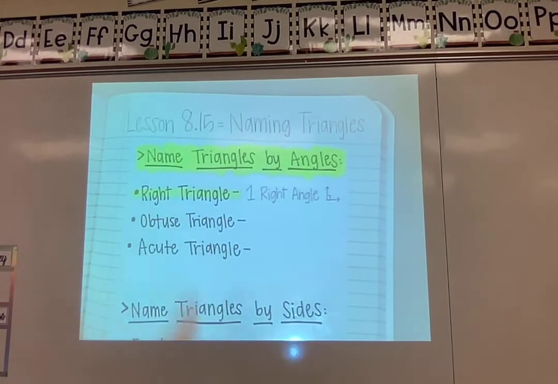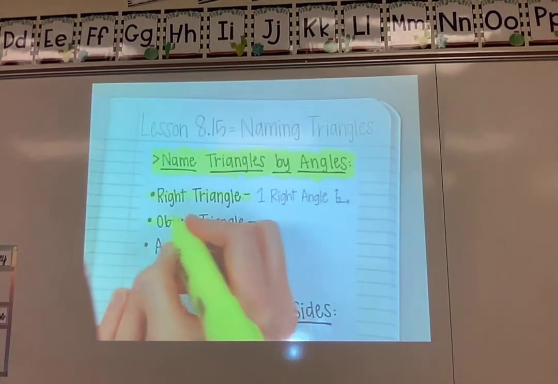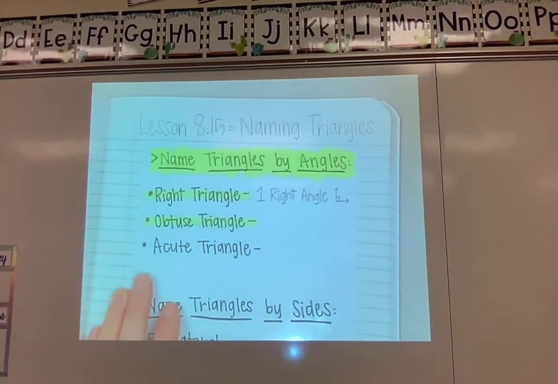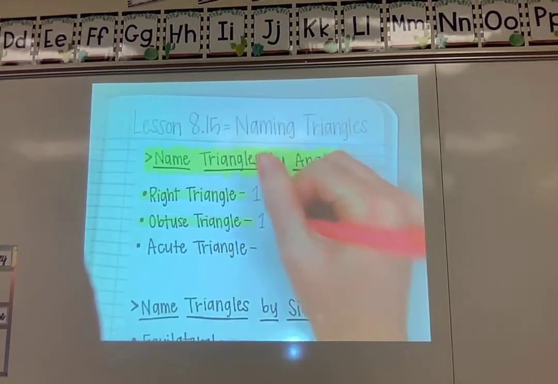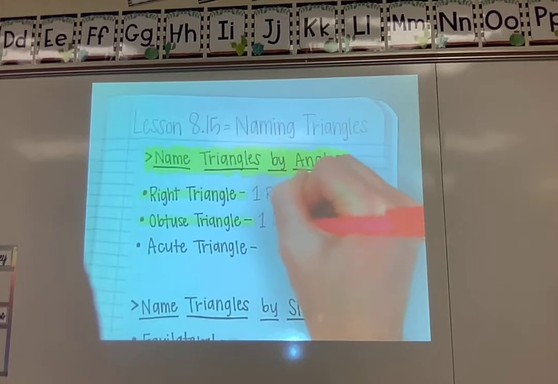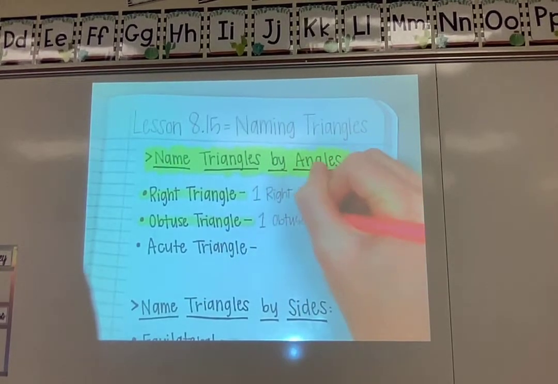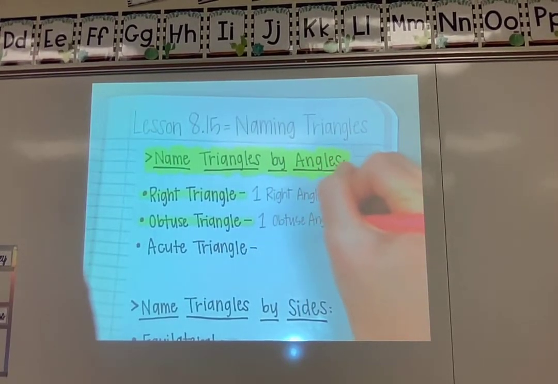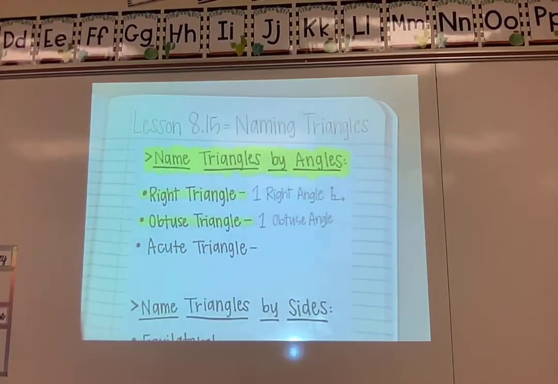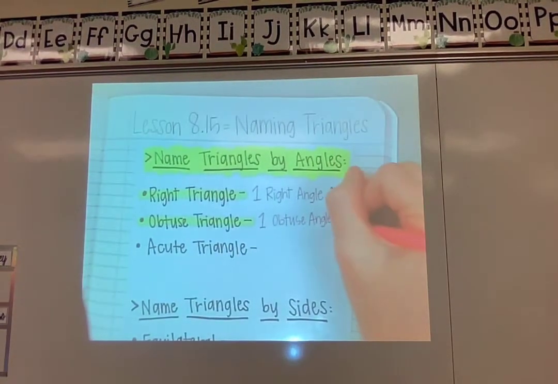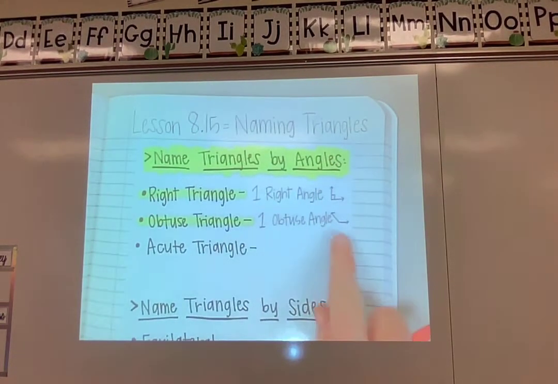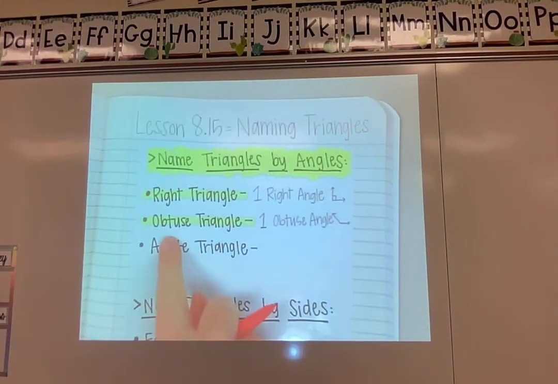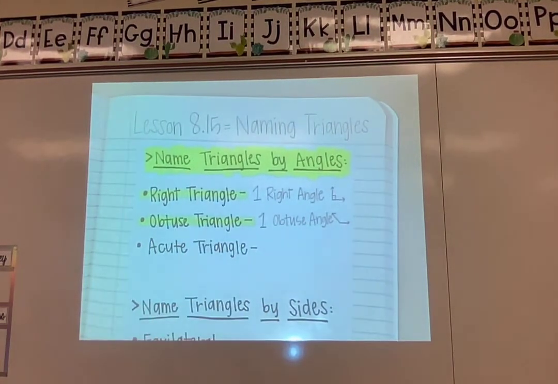If it's not a right triangle, it might be an obtuse triangle. An obtuse triangle has one obtuse angle. Remember, we have talked about obtuse angles as well. Obtuse means greater than 90 degrees. So as a little example here, this would be an example of an obtuse angle. So if a triangle has one obtuse angle, it is an obtuse triangle.